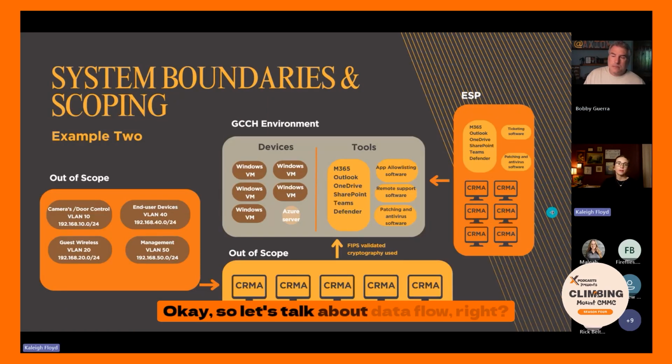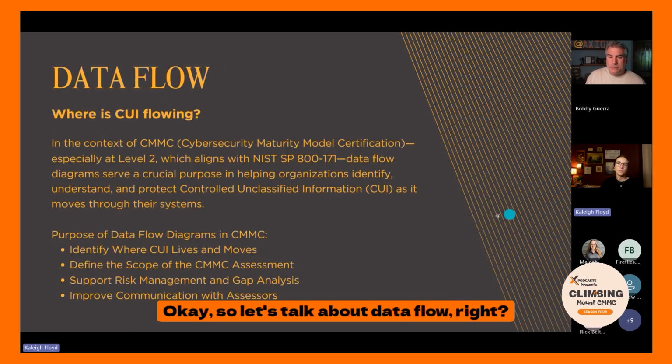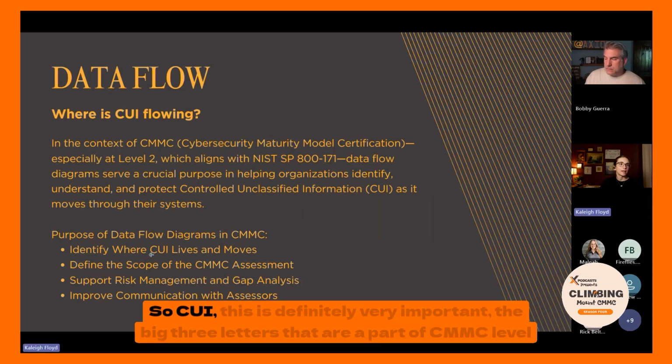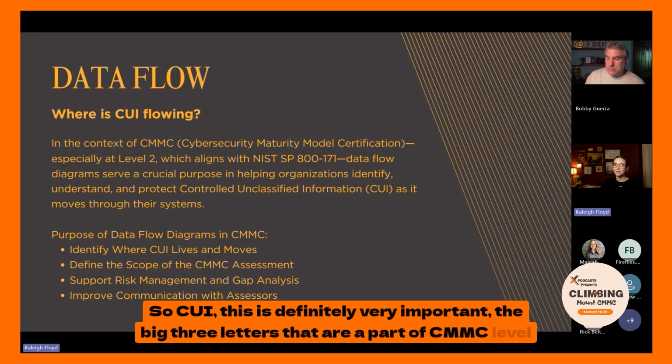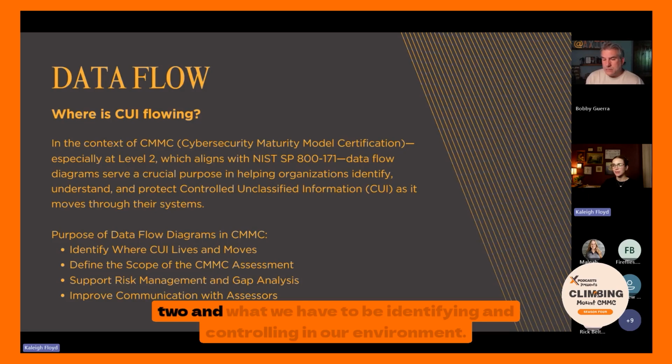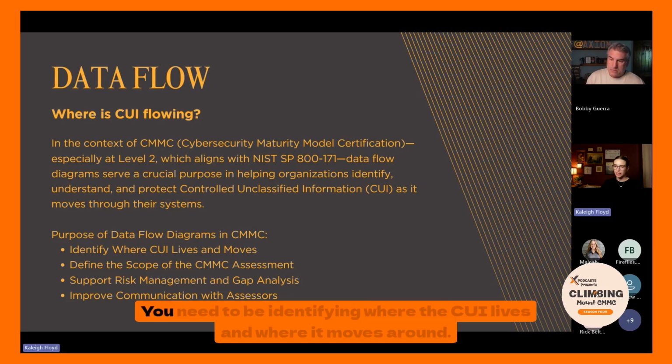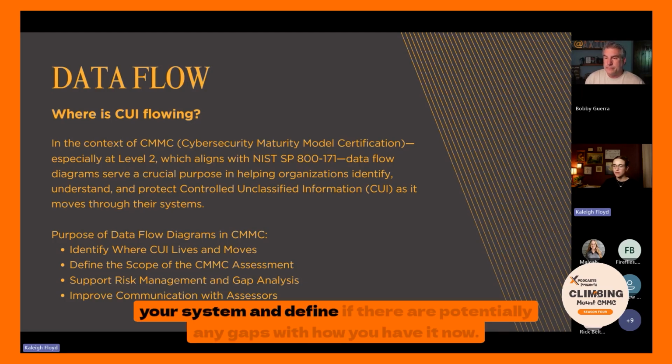Okay, so let's talk about data flow. CUI, this is definitely very important. The big three letters that are a part of CMMC Level 2, and what we have to be identifying and controlling in our environment. So this is a very big deal. You need to be identifying where the CUI lives and where it moves around your system, and define if there are potentially any gaps with how you have it now.